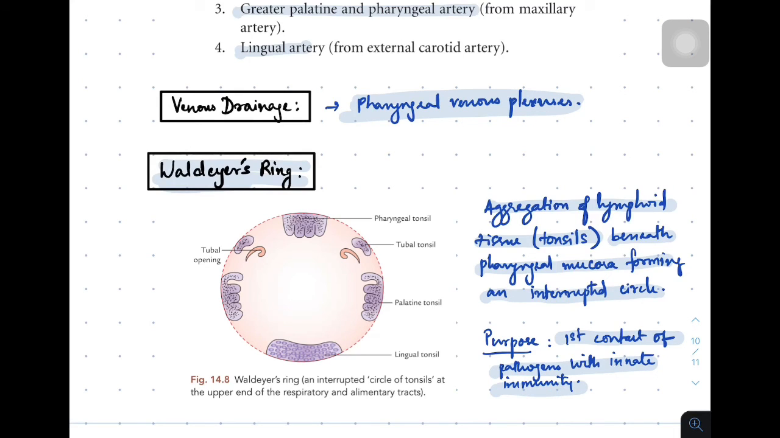This Waldeyer ring is formed by pharyngeal tonsil, tubal tonsil, palatine tonsil and lingual tonsil. Pharyngeal tonsil is present in the posterior superior part. Tubal tonsil and palatine tonsil are present on the lateral aspect. Then we have a lingual tonsil present on the anterior aspect. So this is forming an interrupted circle. So this was all about the anatomy of pharynx.